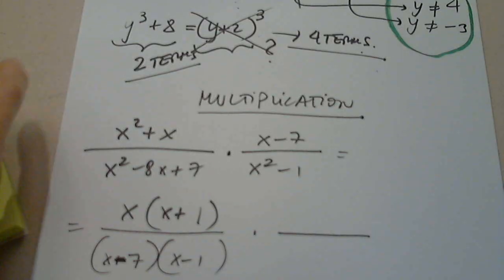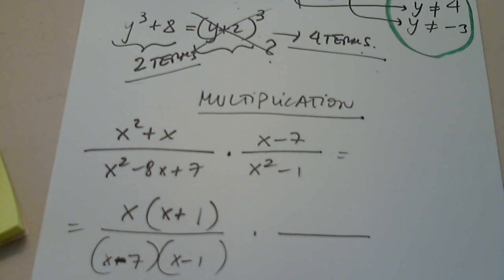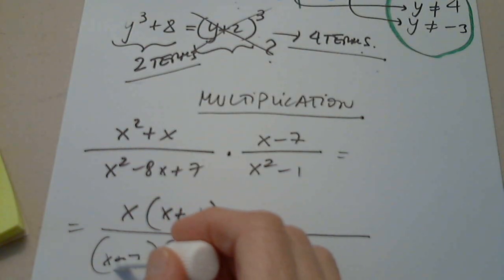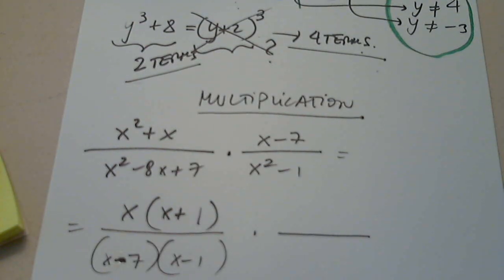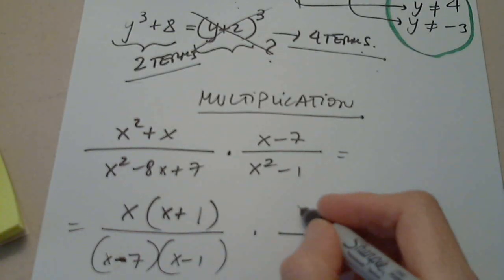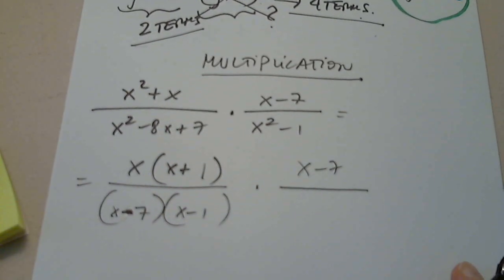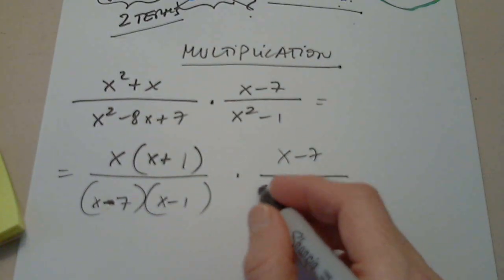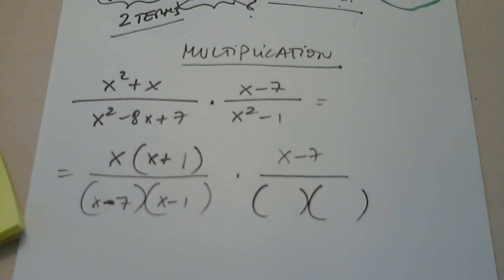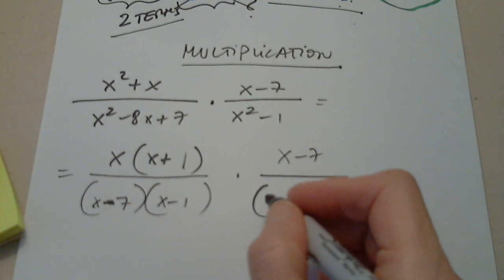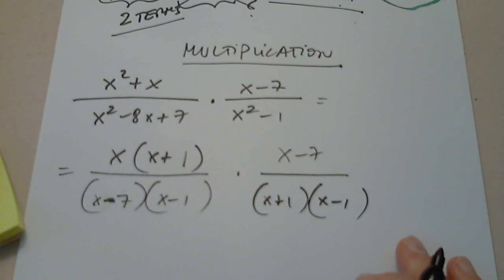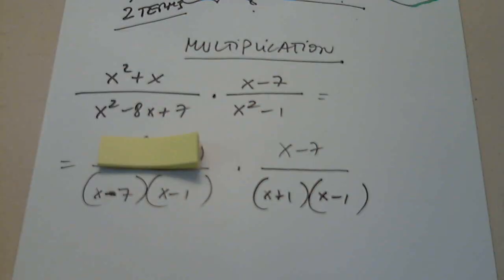Perfect. Now we move on. The numerator of x minus 7 stays. It's a linear factor. We cannot simplify that. We cannot factor that. This is it. But we have to look at the denominator, which is x squared minus 1. So we know how to factor this because we know special products. X plus 1, x minus 1. Do not touch anything. Give me the restrictions, please.